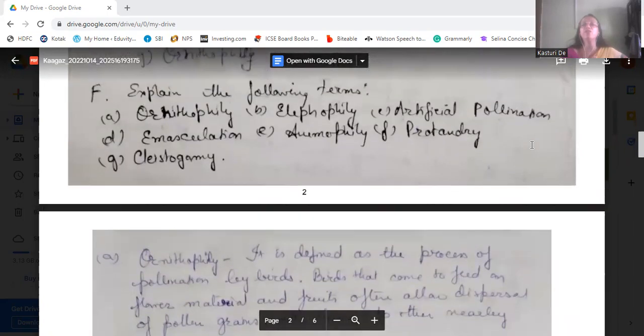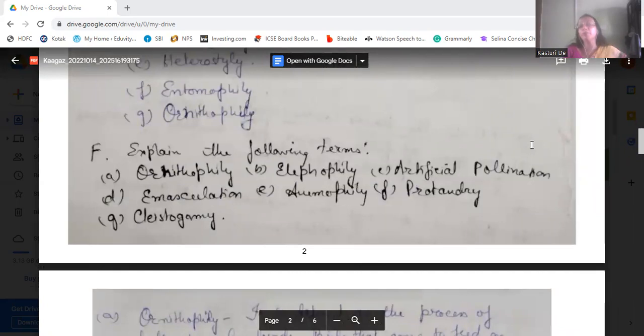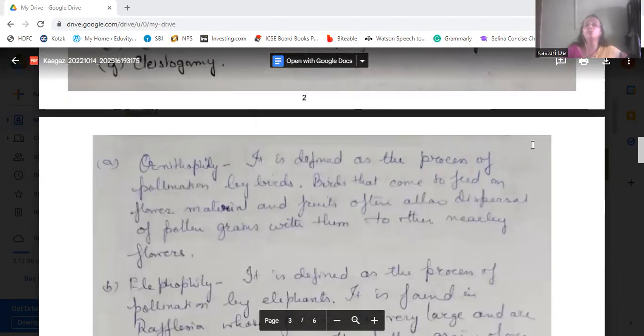Then explain the following terms: ornithophily, entomophily, artificial pollination, emasculation, anemophily, protandry, and cleistogamy. First we come to ornithophily. It's defined as the process of pollination by birds. When a flower is pollinated by a bird, it is known as an ornithophilous flower. When birds come to feed on the flower material and fruits, they often allow the dispersal of pollen grains with them to nearby flowers. They carry the pollen grains on their body, and when they go to the next flower, they transfer those pollen grains there.